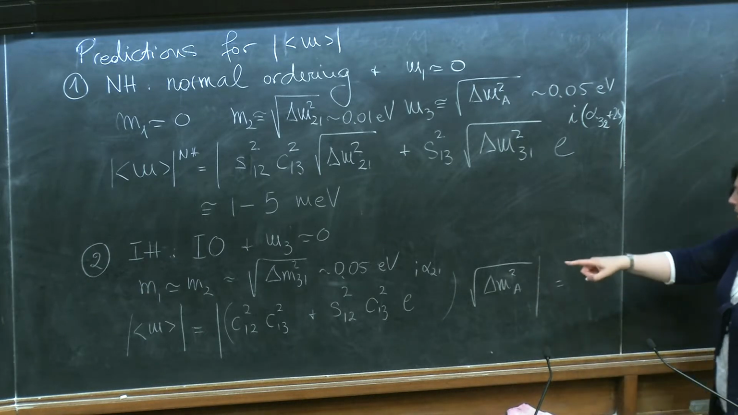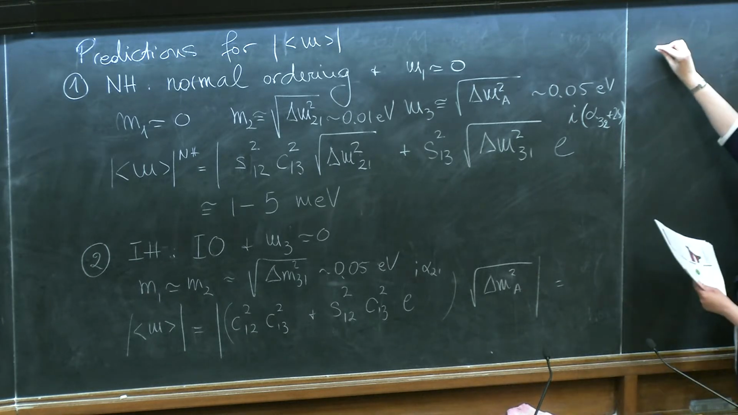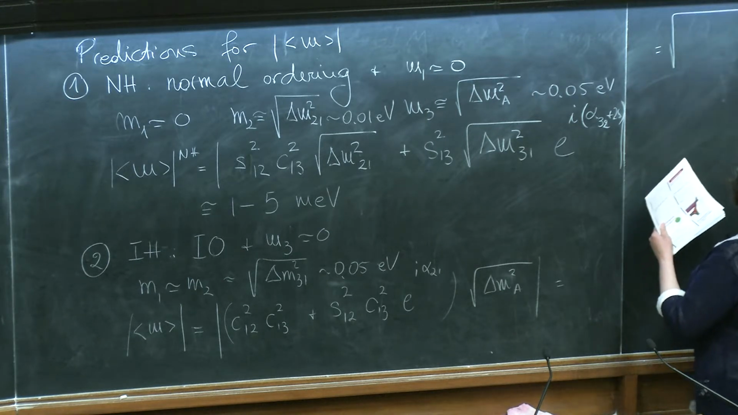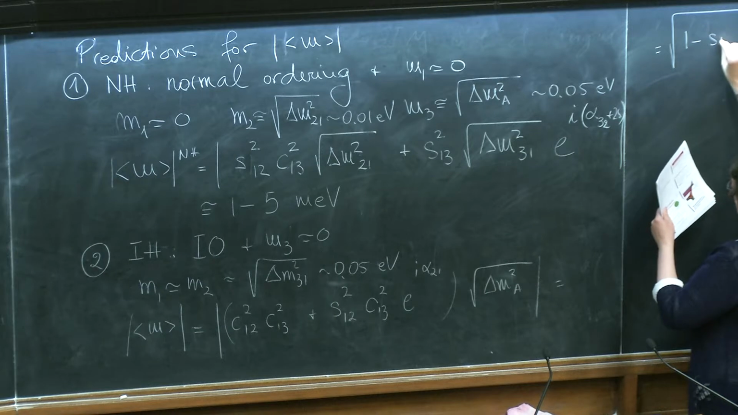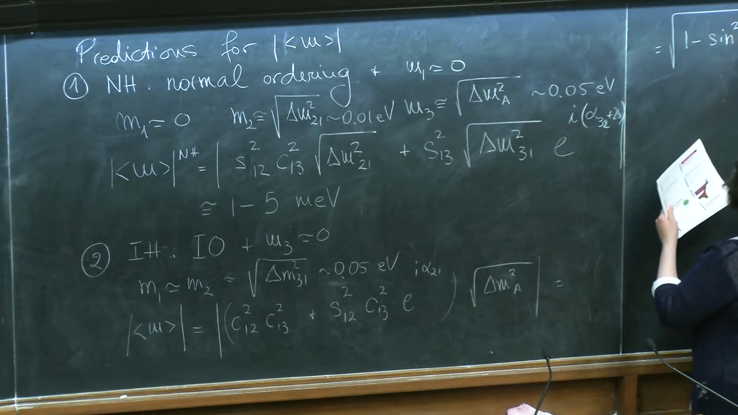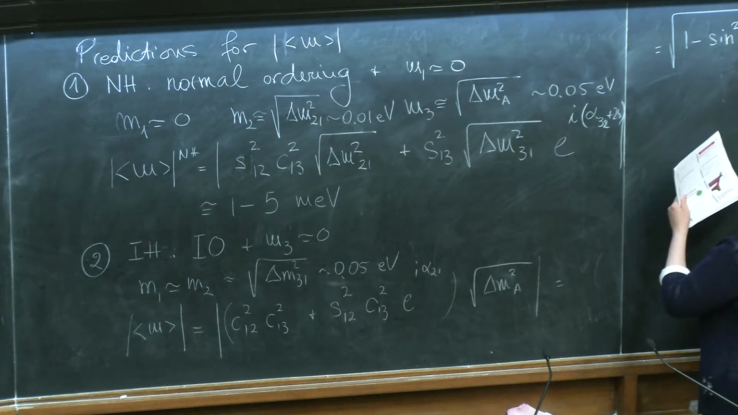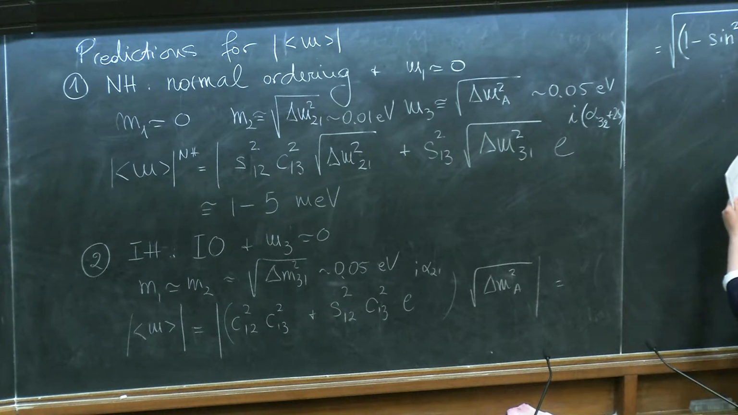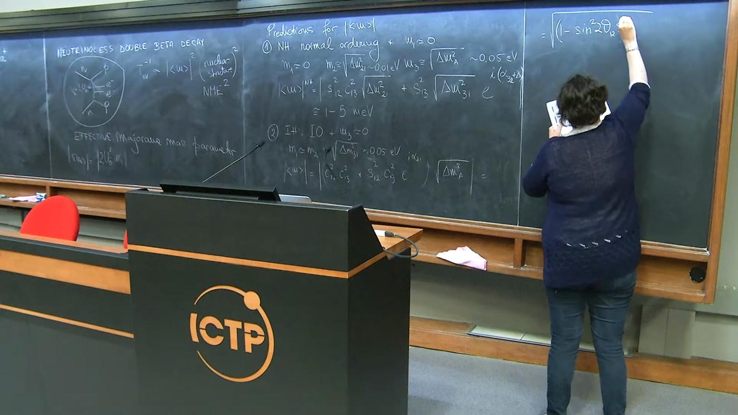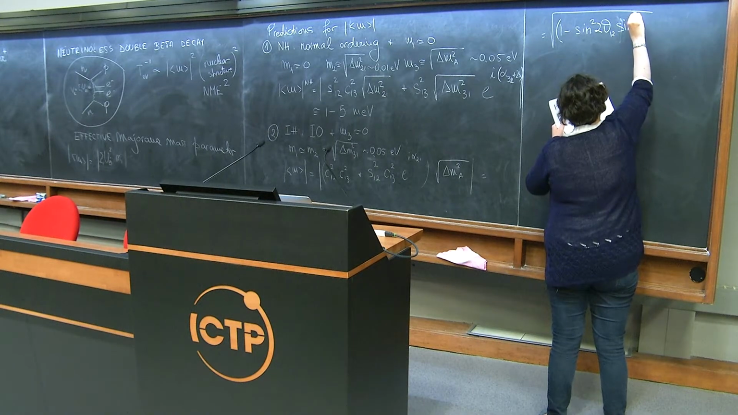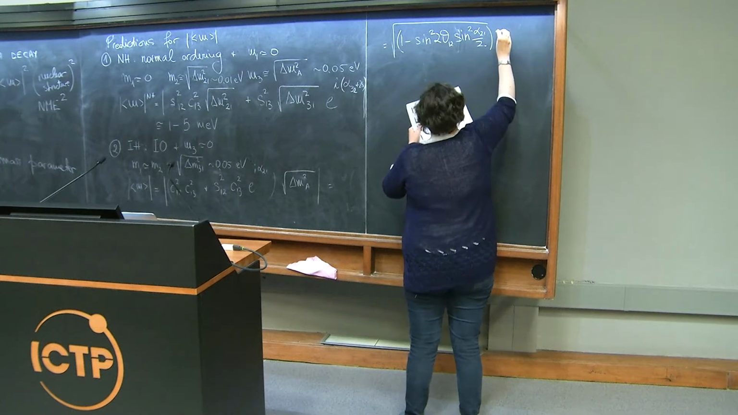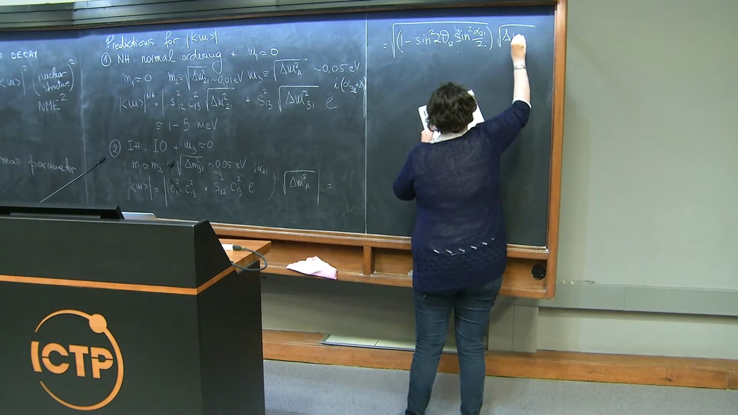And so actually, doing just a little bit of trigonometry there, I can rewrite this as the square root of 1 minus sine squared 2 theta 12, forgetting about theta 13, cos squared theta 13, which is nearly 1, sine squared alpha 21 over 2. And then I have the square root of delta m squared atmospheric.